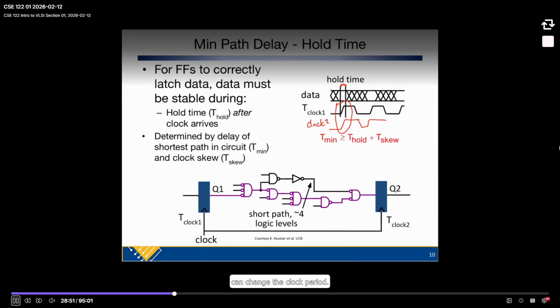Now, what can you do about that? Well, setup time, you can change the clock period. What can I change with the hold time? I have T minimum, I have T hold, I have T skew. Do I control any of that after it's designed? No. So literally, it's a paperweight. That's the one I passed around. I was like, okay, people can touch it, whatever. It's a paperweight, a very light paperweight, though.